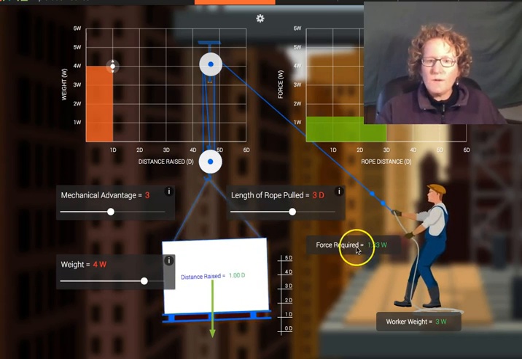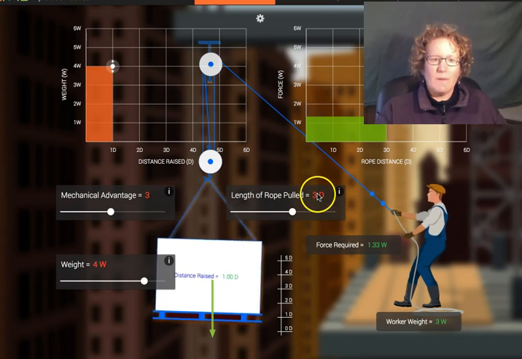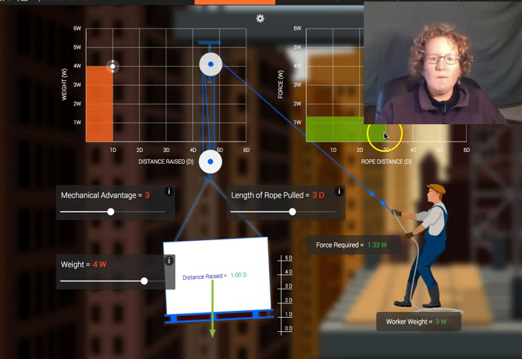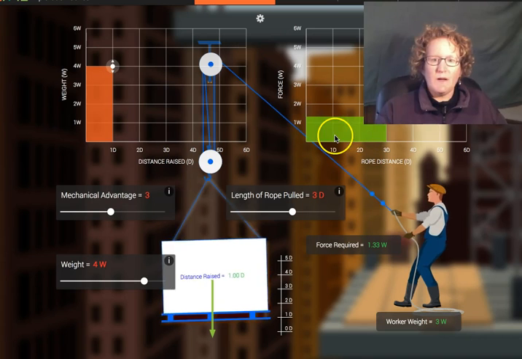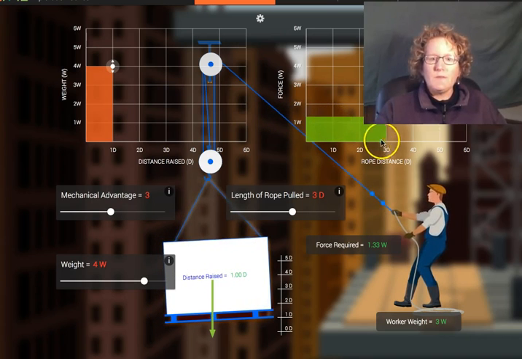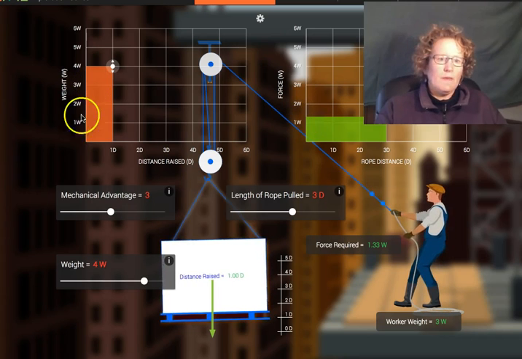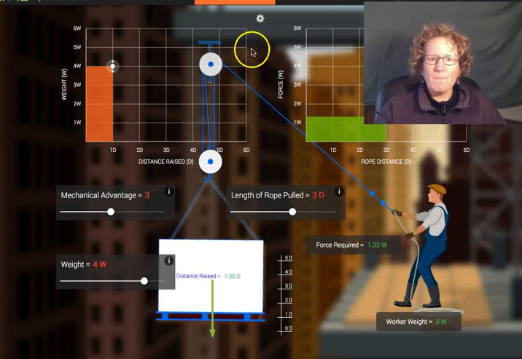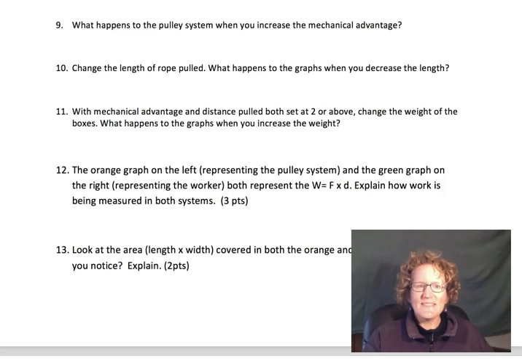So the force goes down, the distance goes up. The work remains the same. You can see these bars are the same shape, or the same area. This is 3 times 1 1/3. This is 1 times 4. So you can play around with the mechanical advantage of the pulley system a little bit, slide that bar back and forth, and count the number of ropes and see what the relationship is.